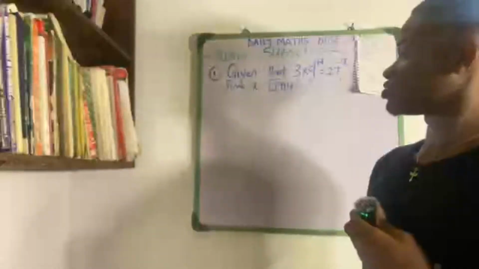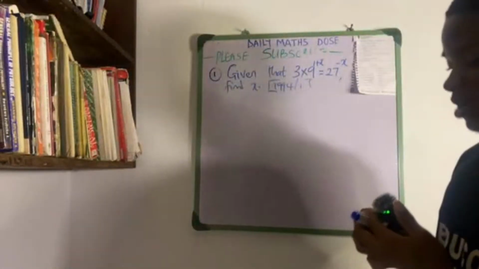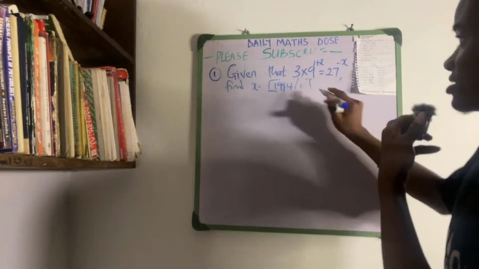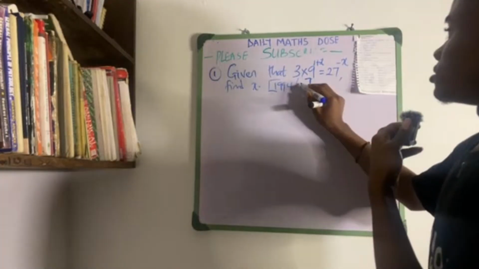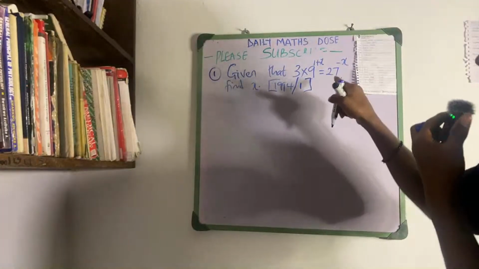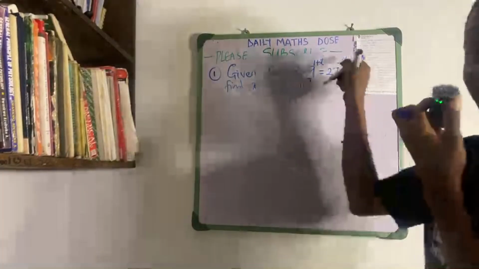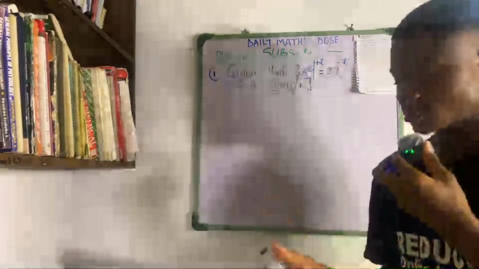Alright, so now we have an equation here. So how are we going to solve it? Given that 3 times 9 raised to 1 plus x is equal to 27 raised to minus x, you should find x.